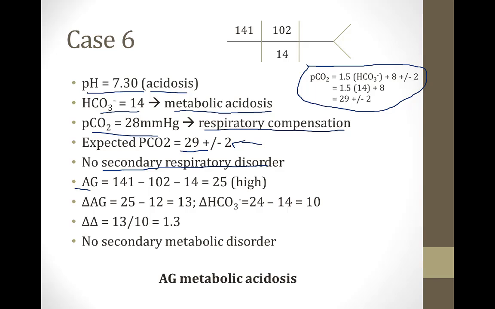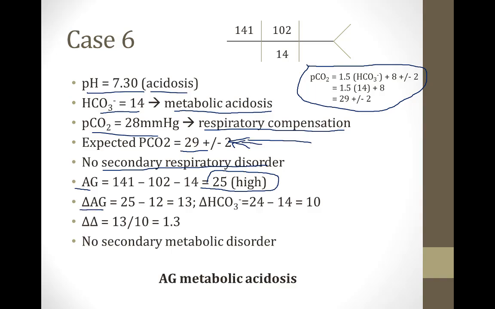So that's 141 minus 102 minus 14, which is 25, and that's high. Now, anytime you have an anion gap metabolic acidosis, you need to calculate the delta-delta to make sure there isn't a concomitant metabolic disorder. The Winter's formula tells you there's no concomitant respiratory disorder. That's what we've done up here. But the delta-delta is going to help us rule out that we don't have a concomitant metabolic alkalosis or non-anion gap metabolic acidosis. So let's calculate the delta-delta ratio.